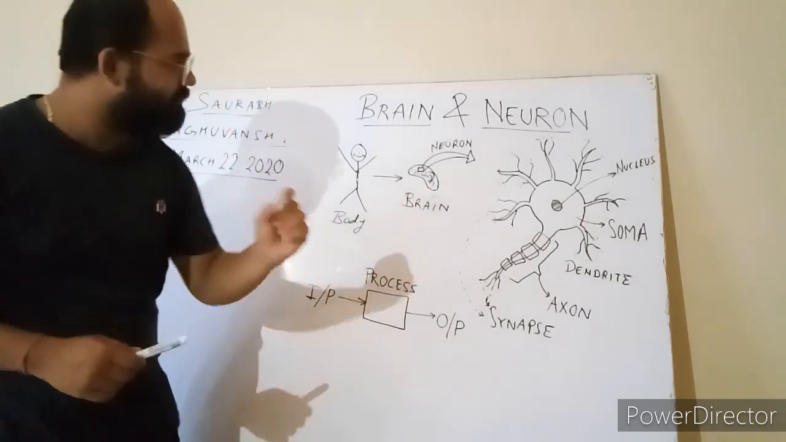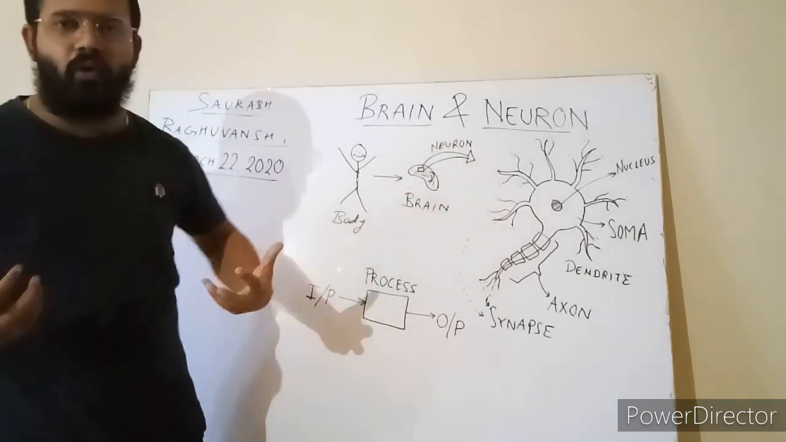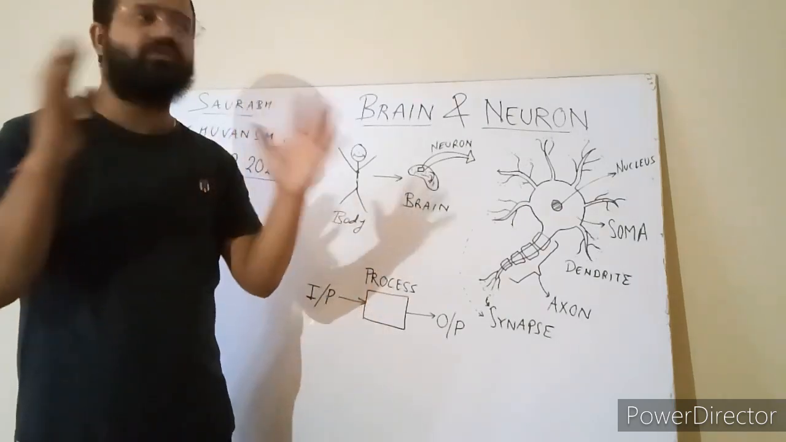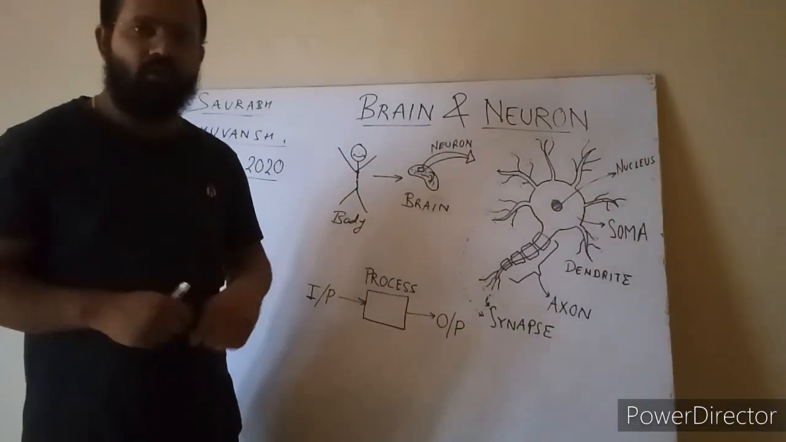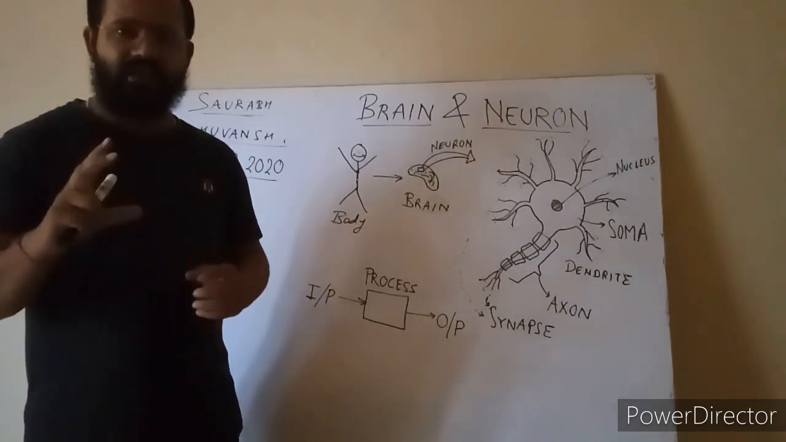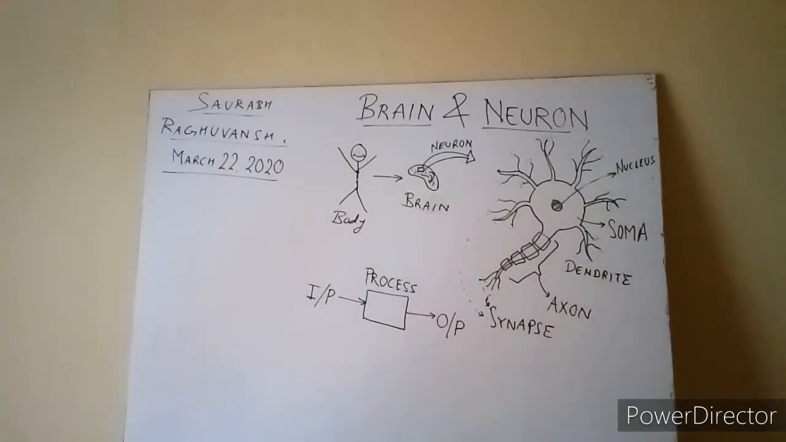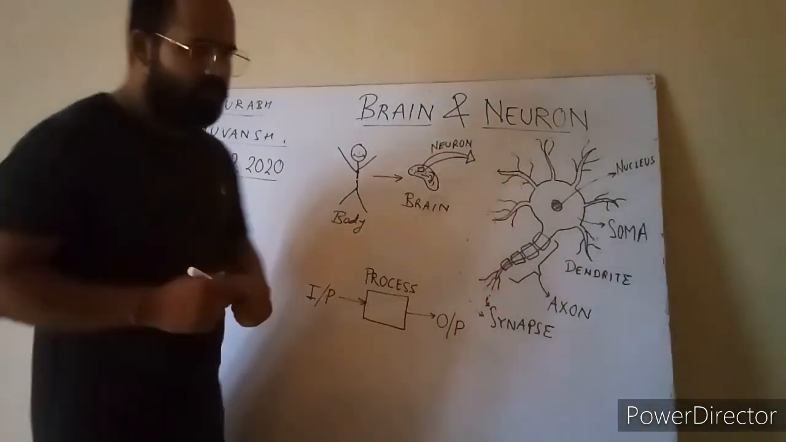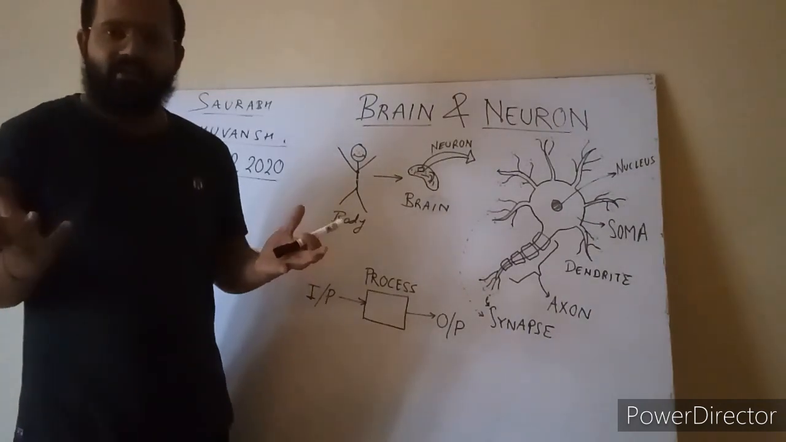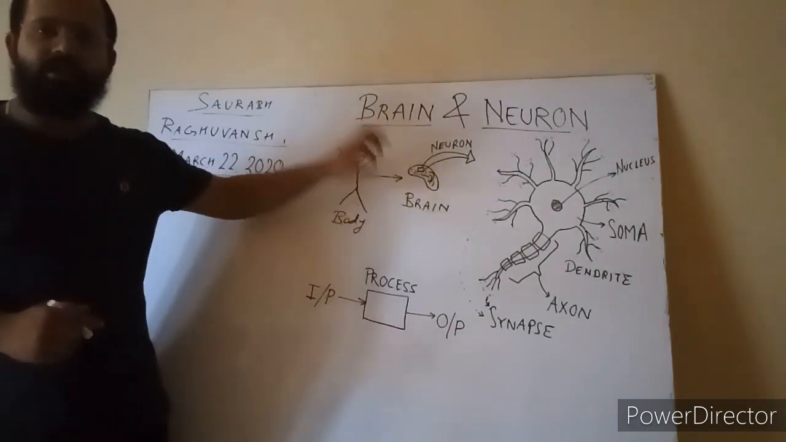There is a fundamental cell of that brain, which we call a neuron. This is similar to how we have a body, and the fundamental unit is called the cell. When we talk about a house, then also we have a fundamental unit of a house, which is the brick. In the same way, we have neurons, which make the human brain.